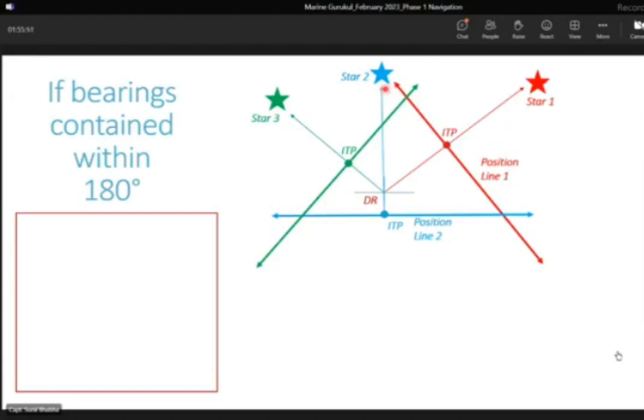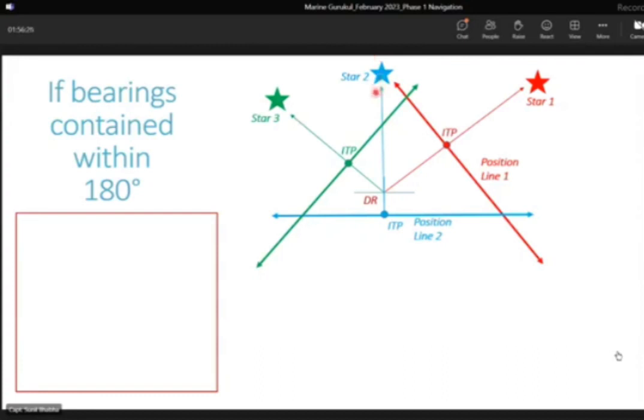So I repeat once again. Whenever the bearings are contained within 180 degrees, you will be able to identify one particular star which lies in between the other two stars. In this example, the blue color star lies in between the red star and the green color star. So the blue color star is our middle star.